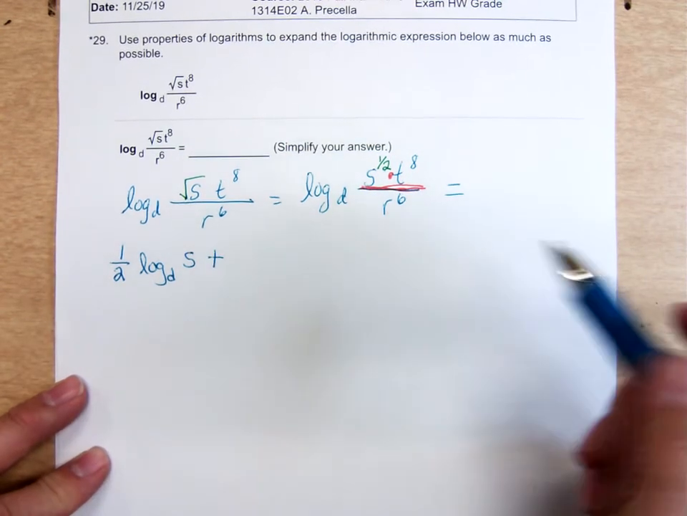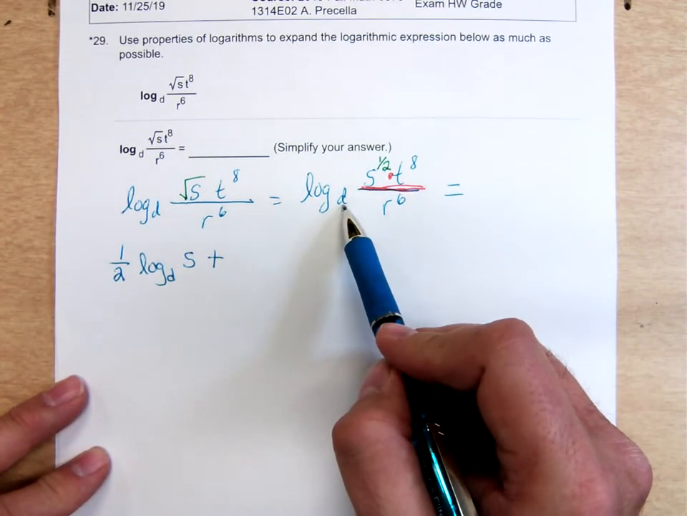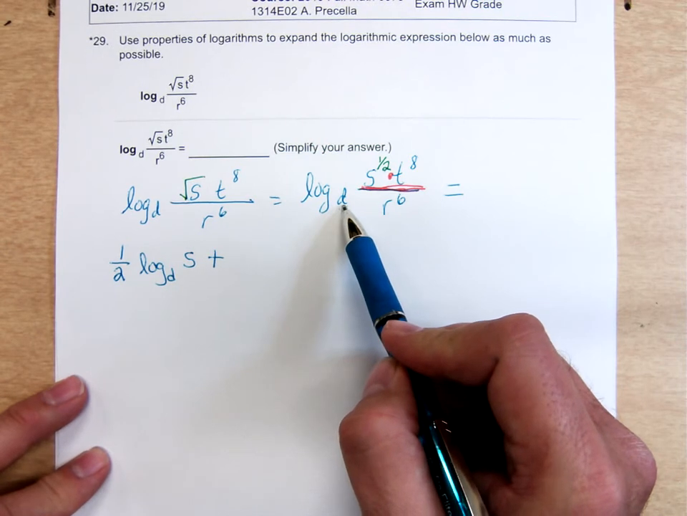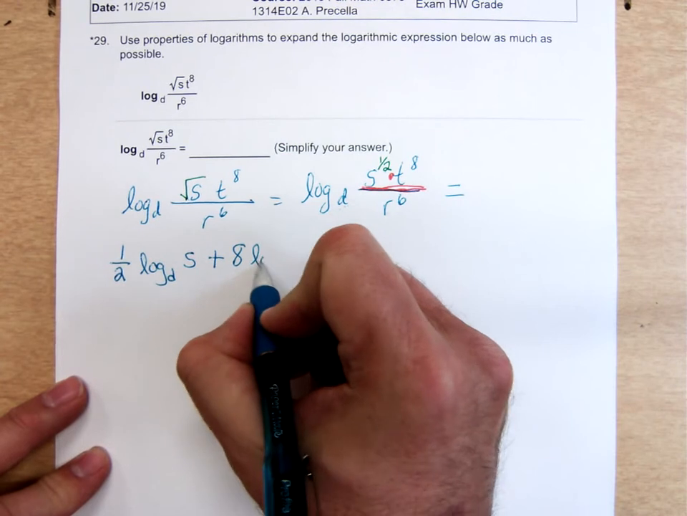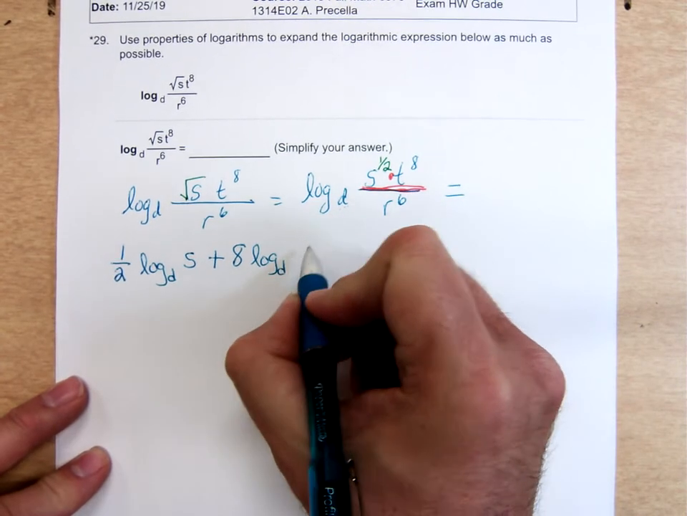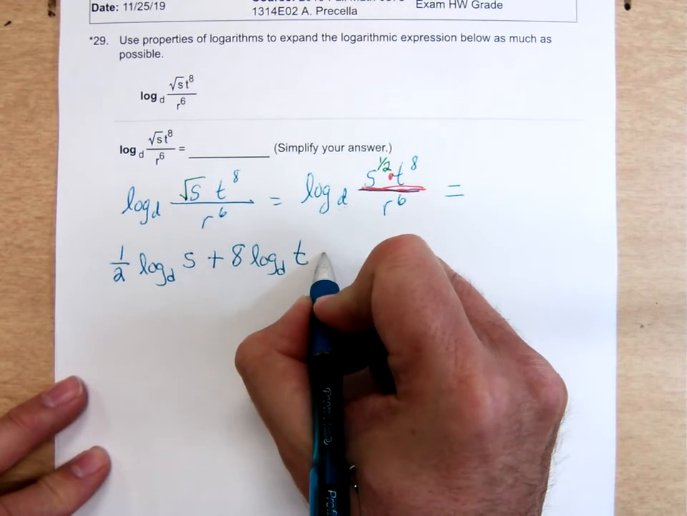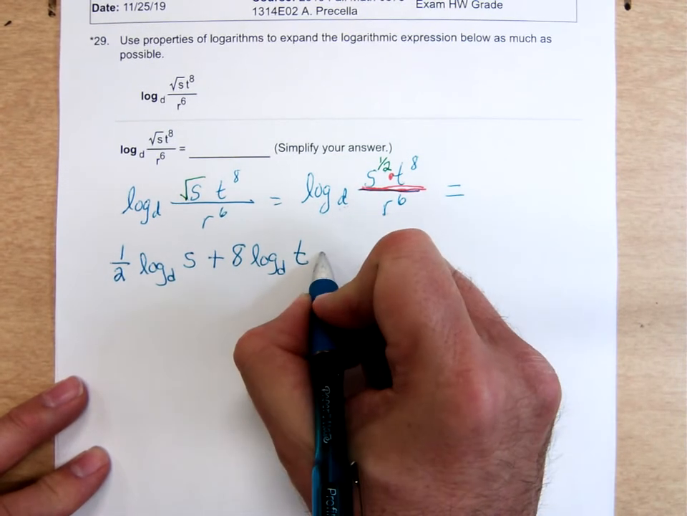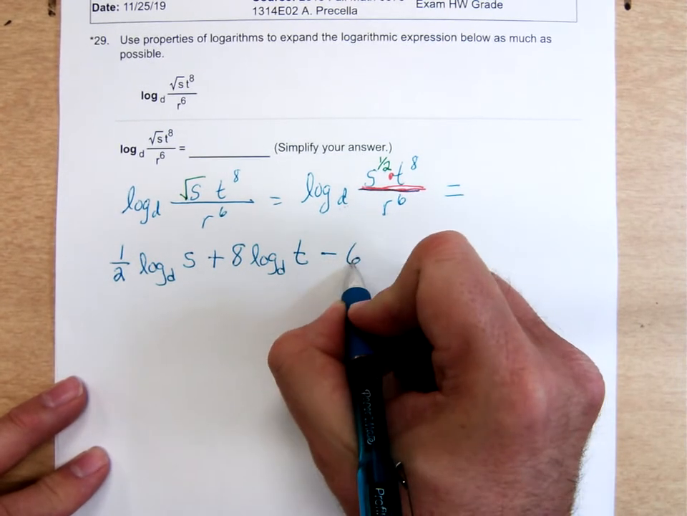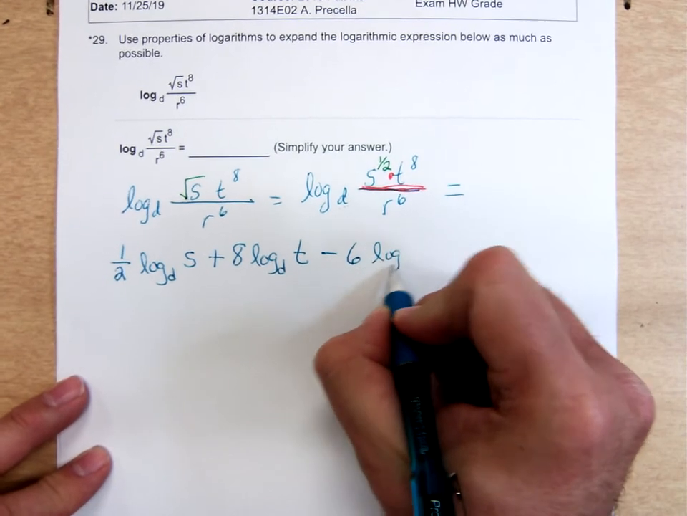It's tempting to forget to put in that base. Plus 8 log base D of T. Then in the bottom now, anything in the bottom has a minus in front of it, so a minus 6 log base D of R.